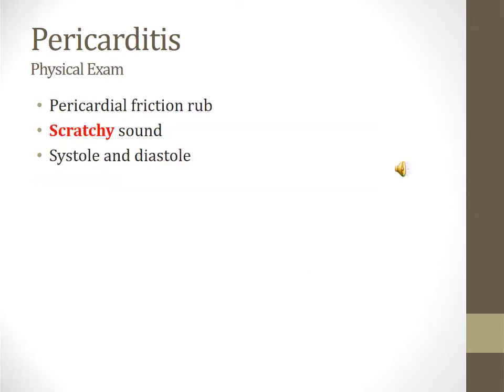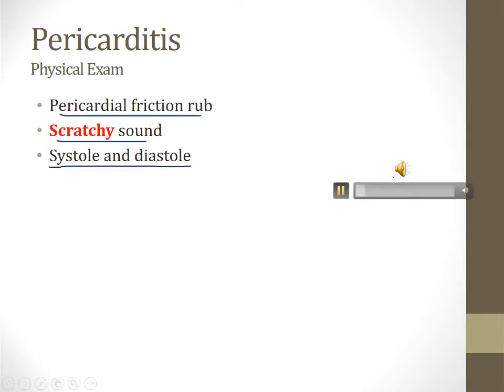The classic physical exam finding in pericarditis is called a pericardial friction rub. This is a scratchy sound. It's often described as sandpaper rubbing together, and it's heard throughout the cardiac cycle in systole and diastole. And I'll play an example of that for you now.